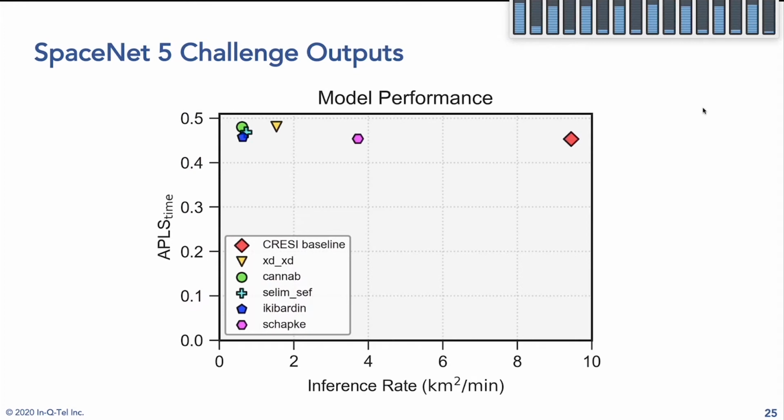So this is just to reiterate once again why we picked the baseline Cressy model for this demonstration: inference speed is far faster than the winning algorithms.